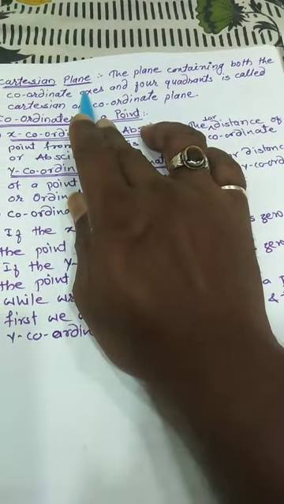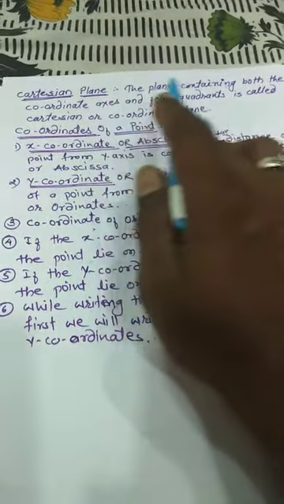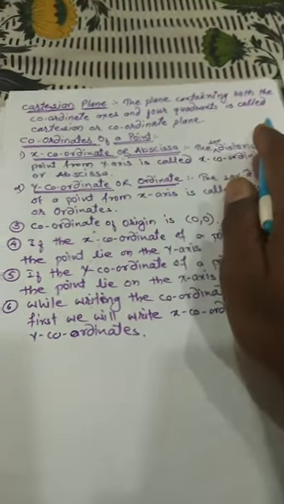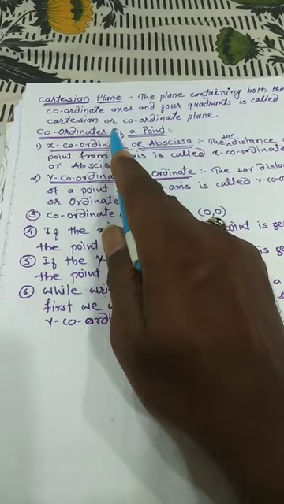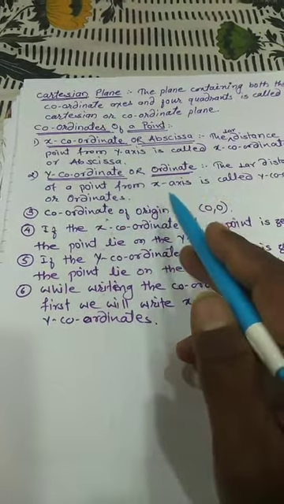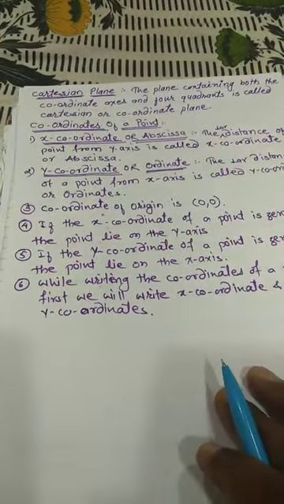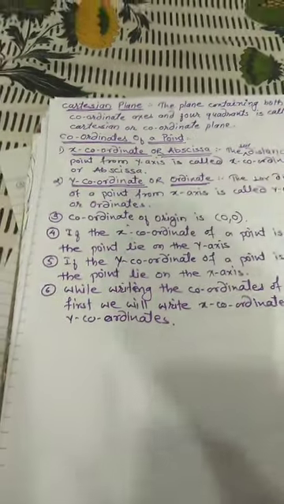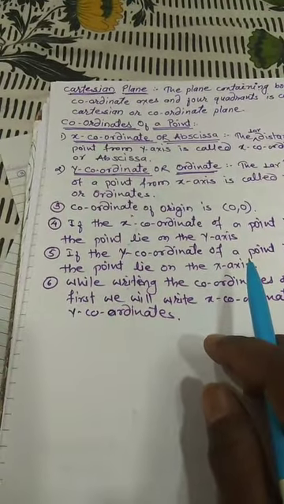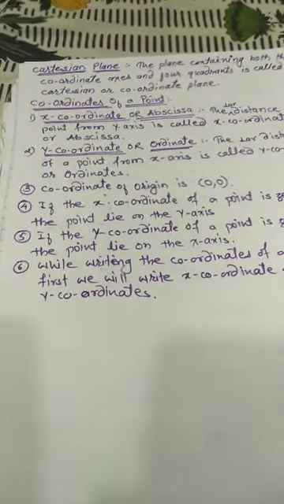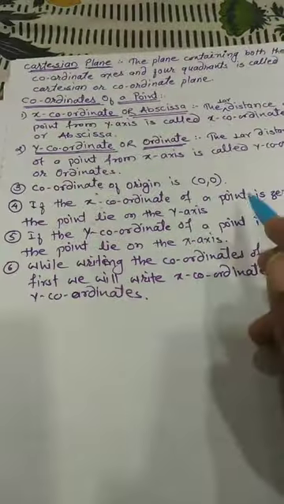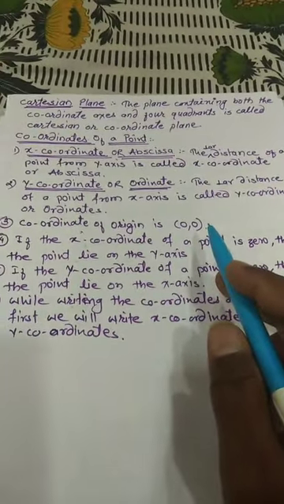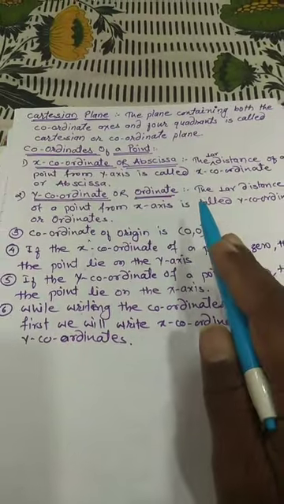What is the meaning of Cartesian plane? The plane containing both the coordinate axes and four quadrants is called the Cartesian or coordinate plane. So that plane and both the axes, x-axis and y-axis, with four quadrants, together it is called the Cartesian plane or coordinate plane.